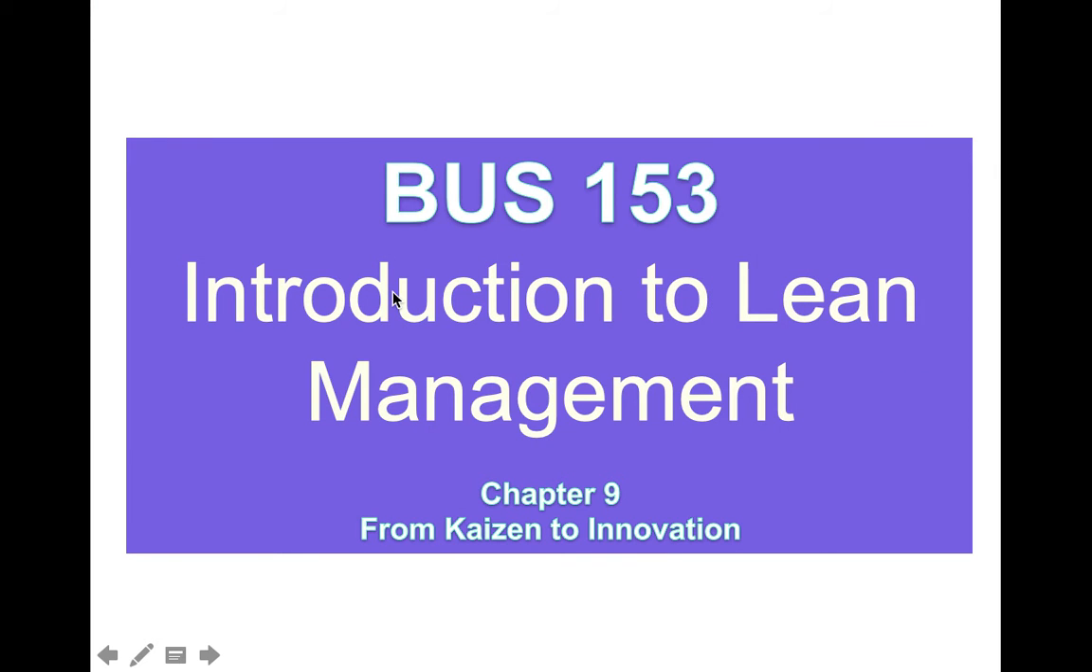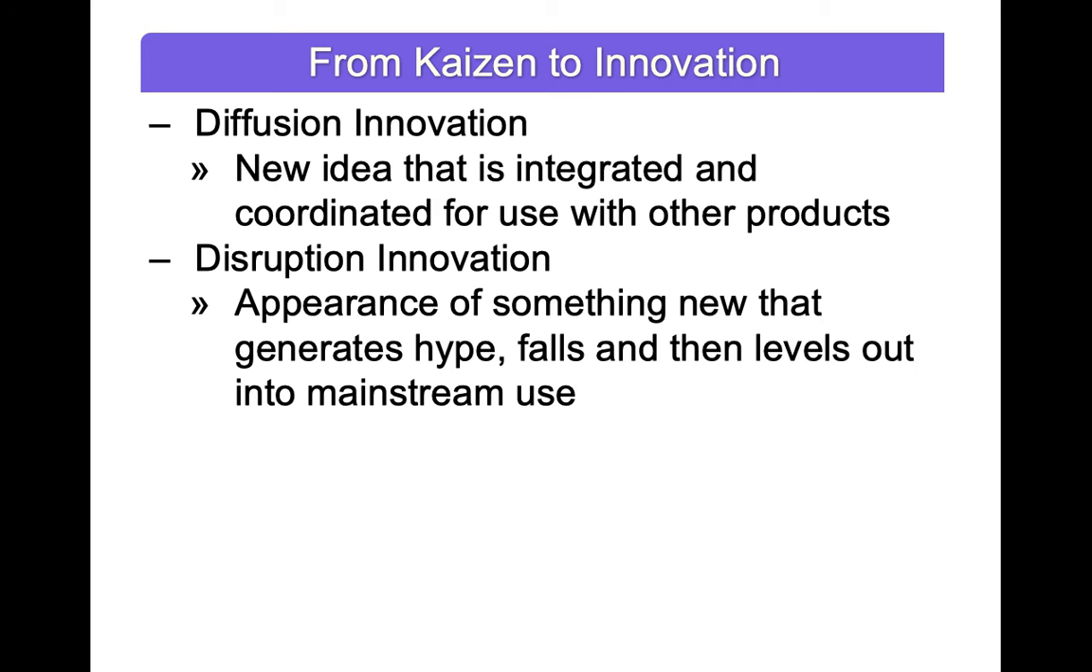I'm going to go over your week 9 lecture. Chapter 9 is from Kaizen to Innovation. So at this point, we've done Kaizen a million times. We're going through the process over and over and over again, trying to decrease time, space, all the waste. But this can be used to innovate and create new products, new services, new ideas.